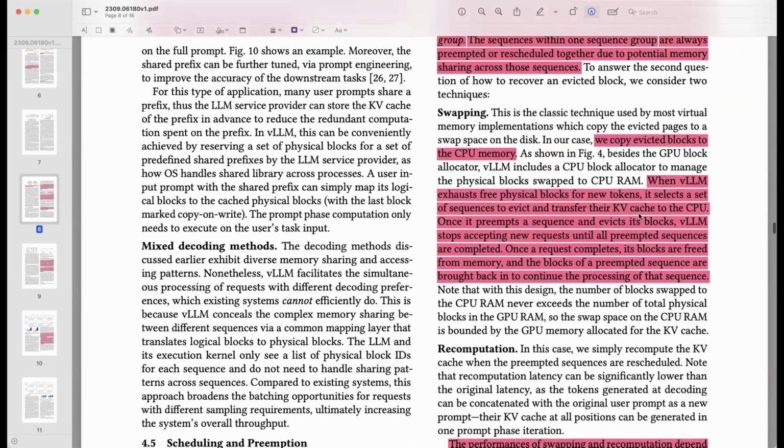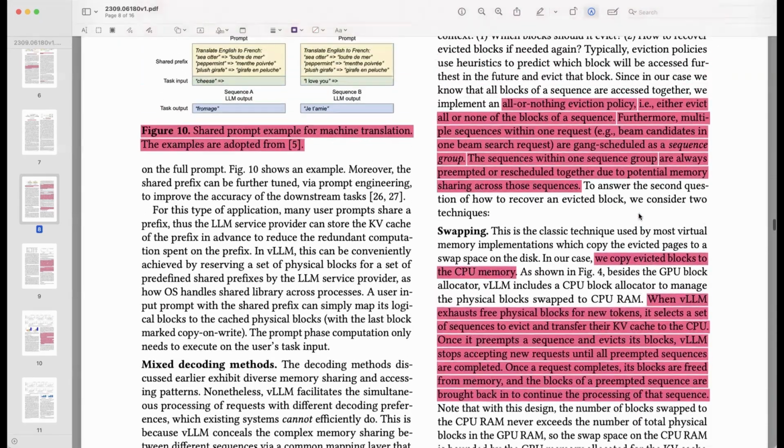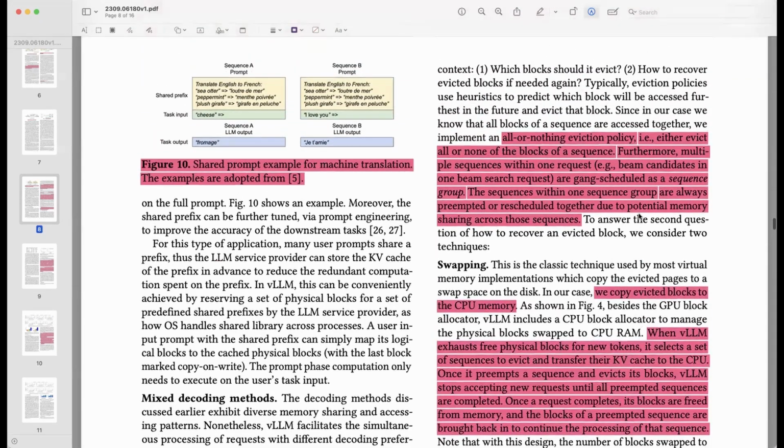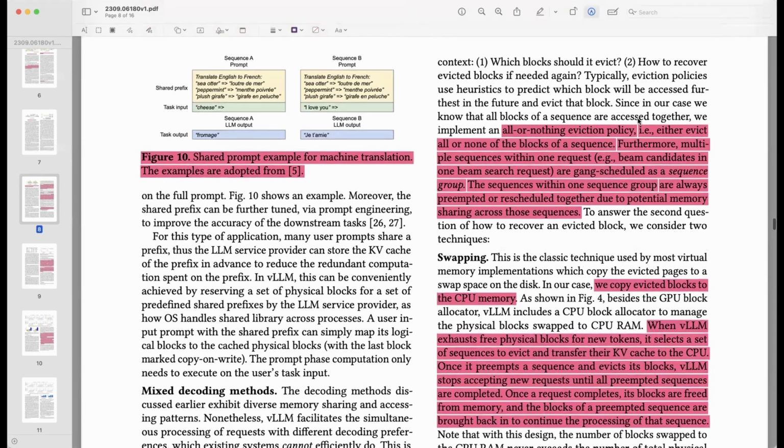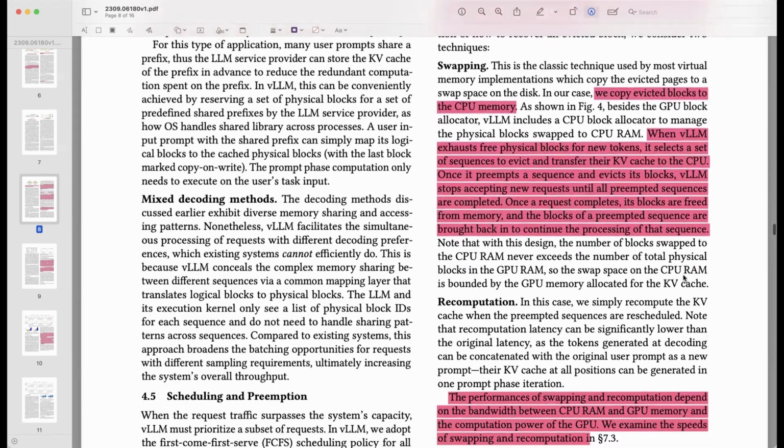Yeah, the part which I didn't understand was how do they choose which request or which sequence to evict? They do mention they will evict an entire sequence, but it wasn't clear which sequence to evict.